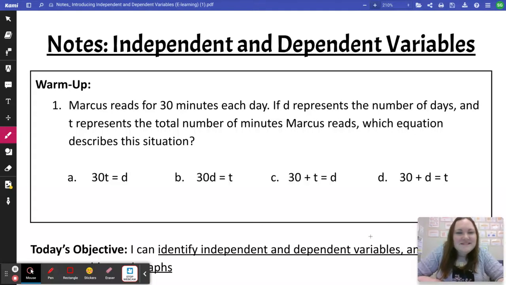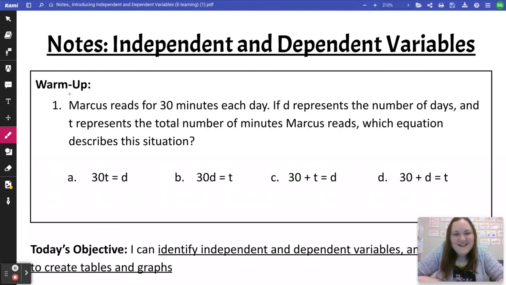Hello, pre-algebra students. This video is going to be on independent and dependent variables. To help us get started on today's topic, we've got this warm-up question here. This is going to be the starting question we look at when we get into some of the examples.